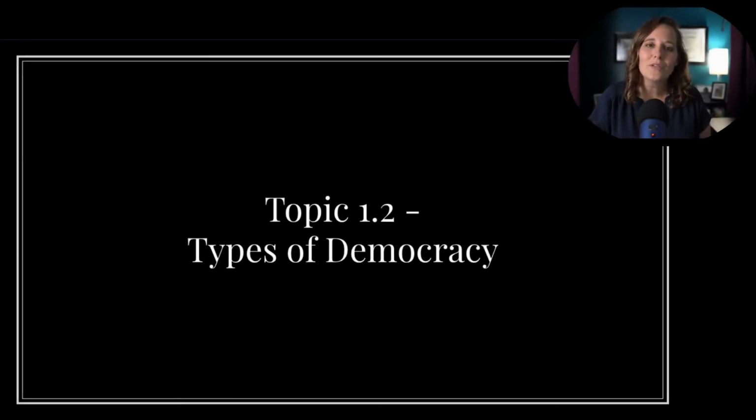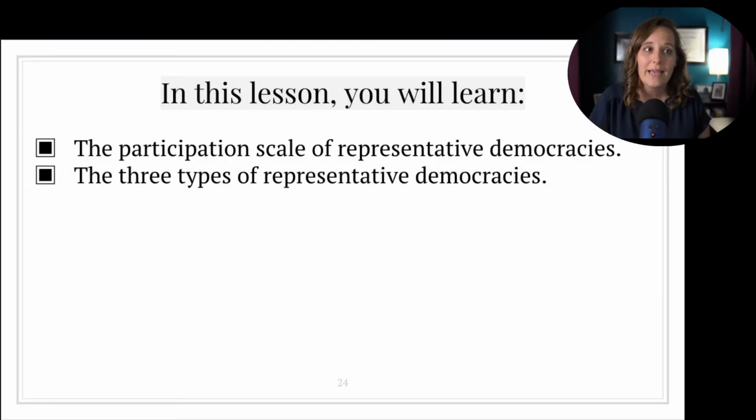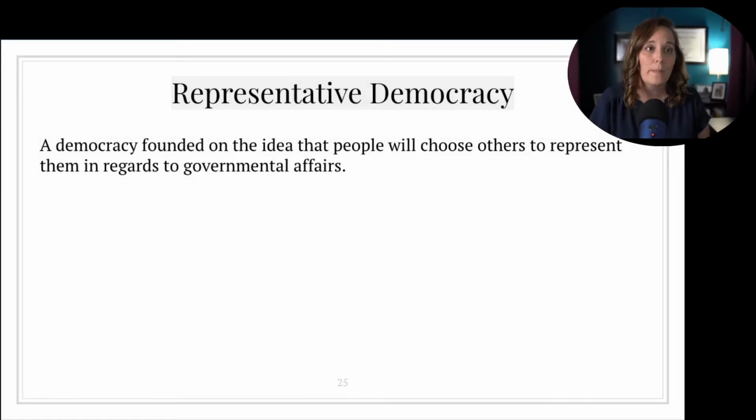Hey there, welcome to topic 1.2, types of democracy for AP Government. In this lesson, we're going to be talking about the participation scale of representative democracies and the three types or models of representative democracies. Remember from our introduction material that a representative democracy is one in which representatives act as the people, rather than in a direct democracy where people are required to make all of the decisions for everything.